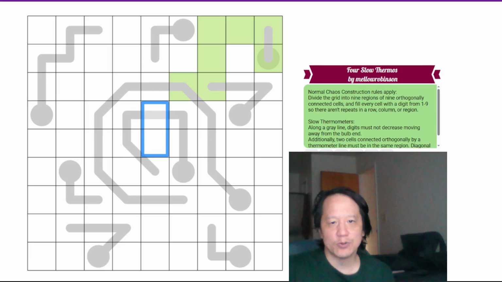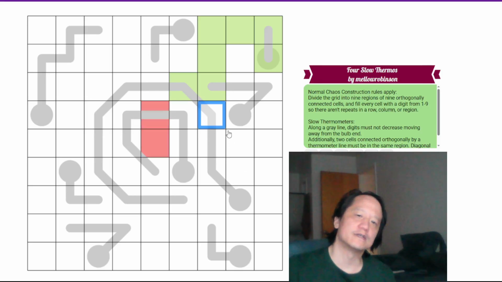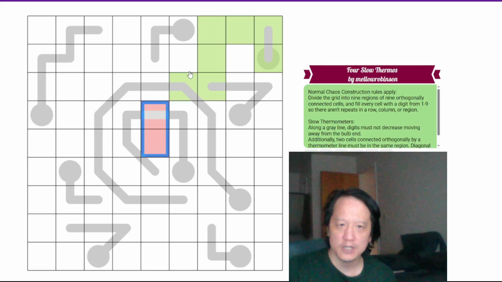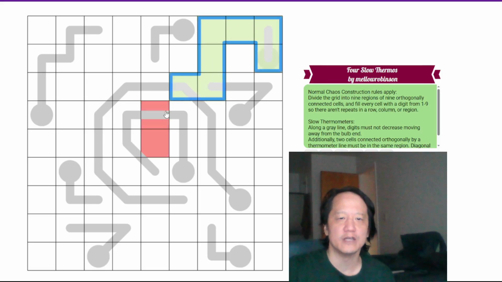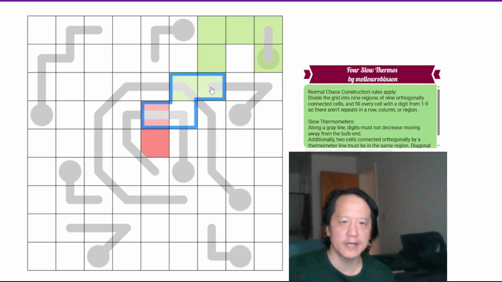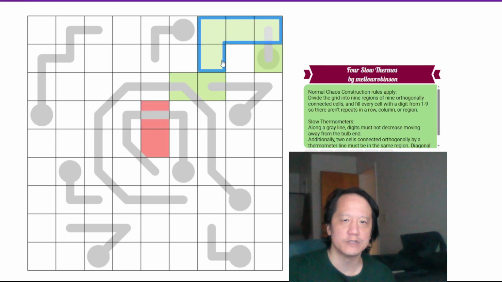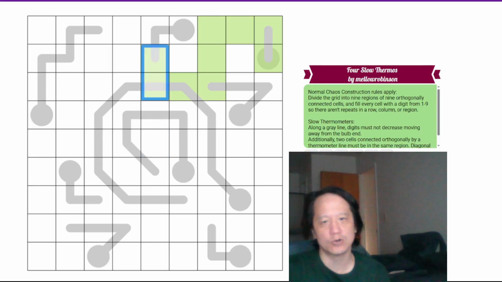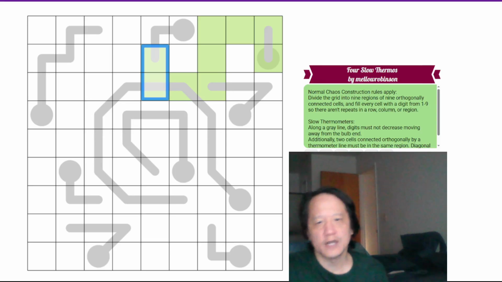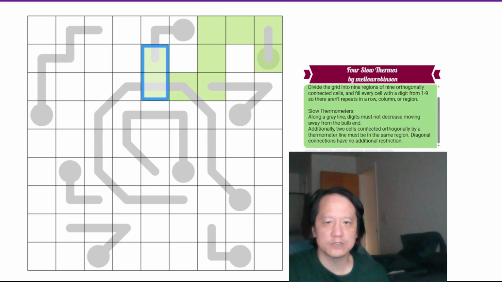This is an example of an invalid orthogonally connected region because even though these two cells can get to each other by going through edges while staying within the region, they can't get to the other cells in the region by doing so. They either have to go through a corner here or go through an edge and exit the region before they can get to the other cells, neither of which is allowed for orthogonally connected regions. So that's how chaos construction rule sets work.